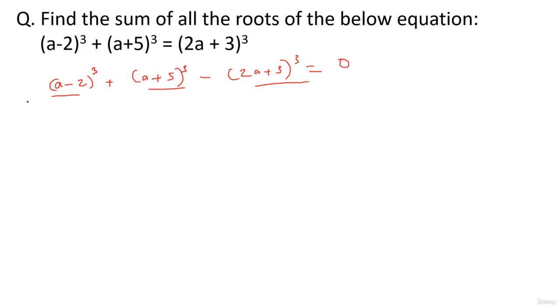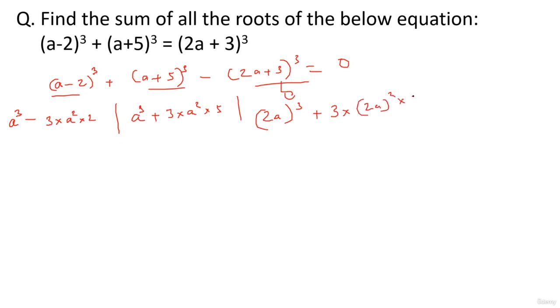So (a minus 2) the whole cube will be a cube minus 3 into a square into 2. Basically the expansion of (a minus b) the whole cube. I'm just taking the first two terms. Next, the expansion of (a plus b) the whole cube will be a cube plus 3a square b. And this term will be (2a) the whole cube plus 3a square b.